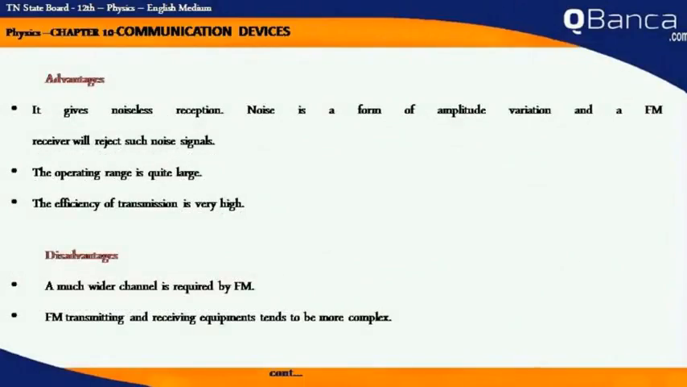Advantages: it gives noiseless reception. Noise is a form of amplitude variation, and an FM receiver will reject such noise signals. The operating range is quite large. The efficiency of transmission is very high.